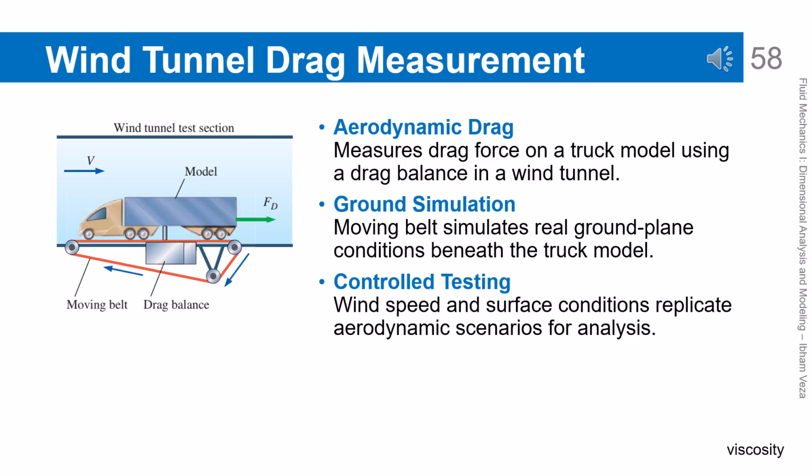Wind tunnel drag measurement. Aerodynamic drag force is measured using a truck model inside a wind tunnel. A moving belt is used to simulate ground conditions to better approximate real situations. With this setup, the flow around the model becomes more representative of actual road conditions. Wind speed and surface conditions can be precisely controlled during testing. This approach allows systematic and repeatable evaluation of aerodynamic performance.